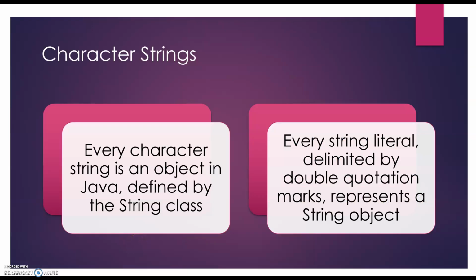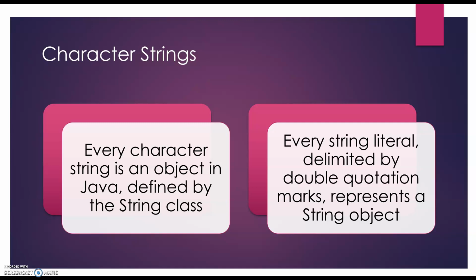Character strings. Every character string is an object in Java defined by the String class. Every string literal, delimited by double quotation marks, represents a String object. Because strings are such an important part of computer programming, Java provides something called a string literal, which appears inside double quotation marks, as we've seen in previous examples. And we're going to explore string literals in greater depth a little later.